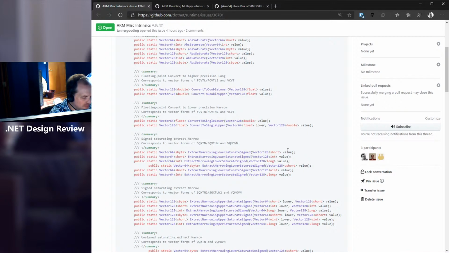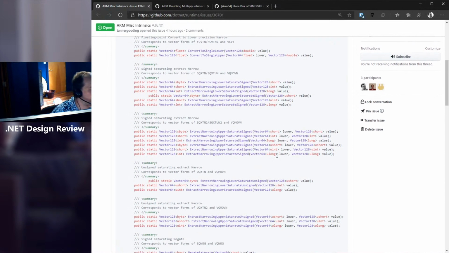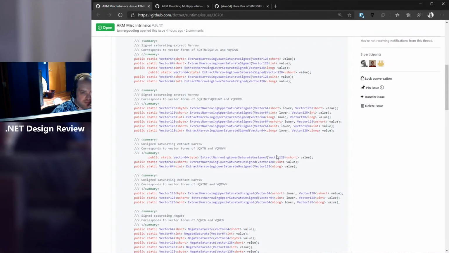The next ones in the list are extract narrowing lower saturate signed, extract narrowing upper saturating, and then extract narrow lower saturate, the upper variable. The signed versions always return a signed result, but they support being given signed or unsigned input, whereas the unsigned variant always returns unsigned.